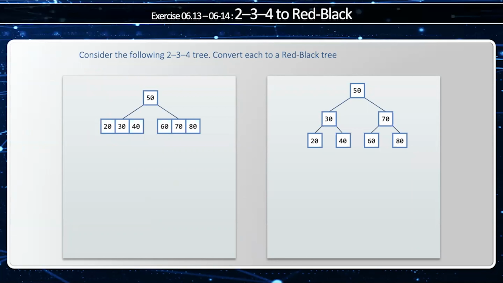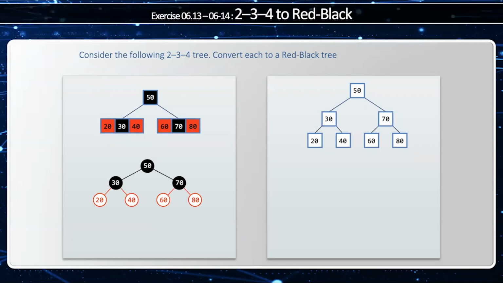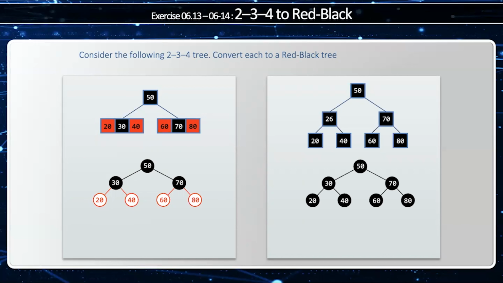And since we have an additional rule that red nodes can't be next to each other, I'm just going to color that 2, 3, 4 node. And now the red nodes are below the black ones, so that becomes this. Now on the tree on the right here, every 2, 3, 4 node must have a black node. And since all these nodes only have one, they're all black. And therefore, this is just a straight red-black tree.